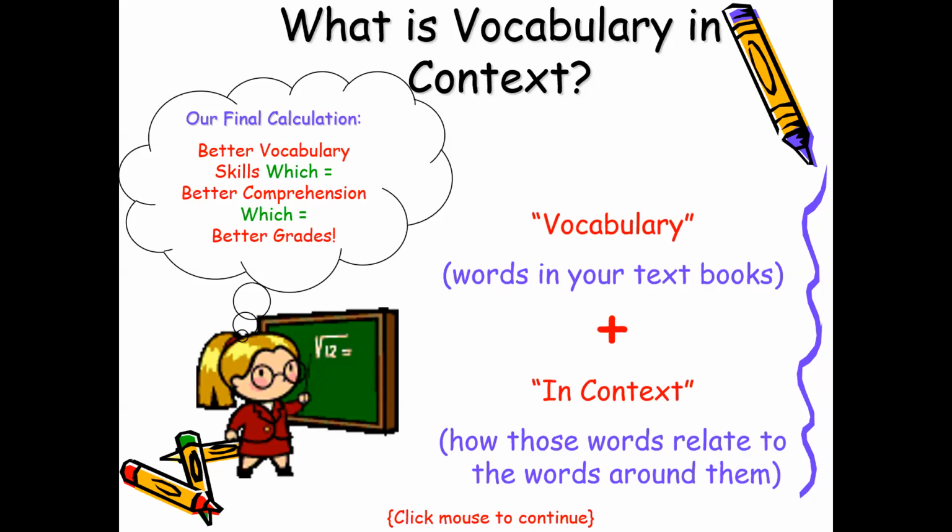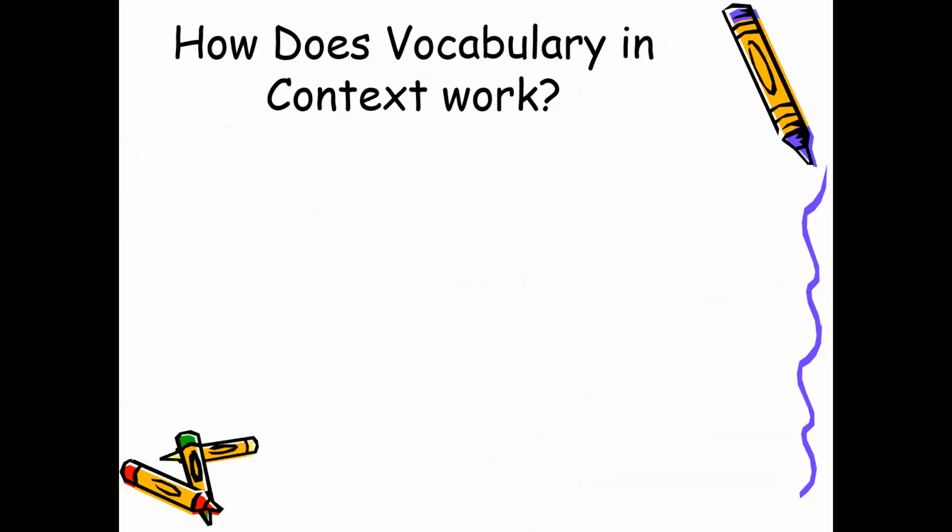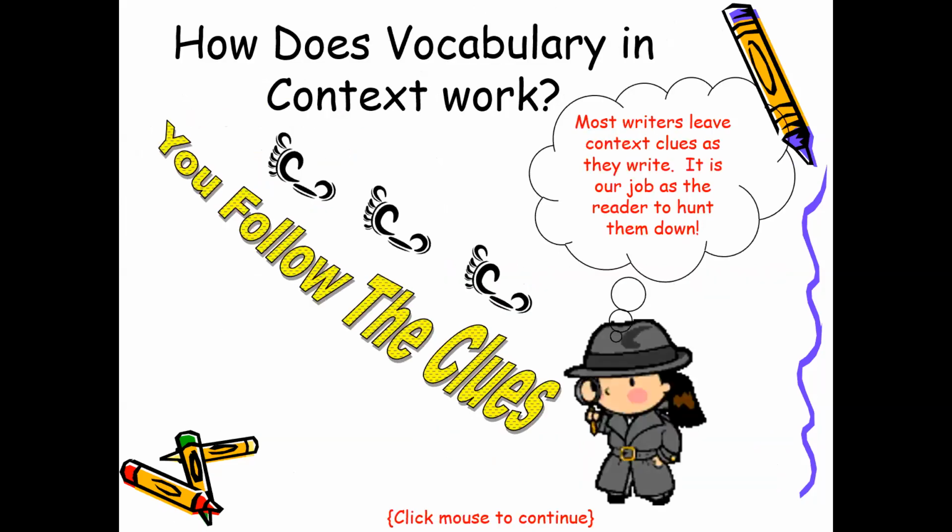There is a very important equation that you need to consider, which is if you have better vocabulary skills, this will lead to better comprehension. You will understand what you read in a better way, and then this will lead to improving your grades, okay? Perfect. So what are these clues, or how does it work, the idea of vocabulary in context?